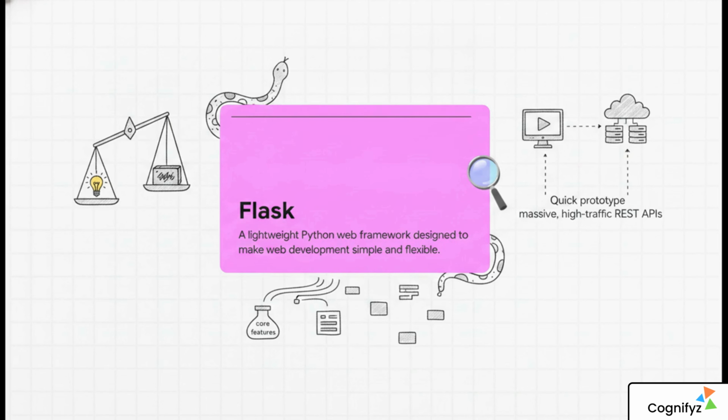And lightweight is literally the keyword here. Unlike other heavy-duty frameworks that force a very rigid project structure on you, Flask starts tiny. It provides just the core features needed to handle web requests. This makes it utterly perfect for an incredible range of things, from spinning up a quick prototype or a personal website in an afternoon, all the way to powering massive, high-traffic REST APIs.